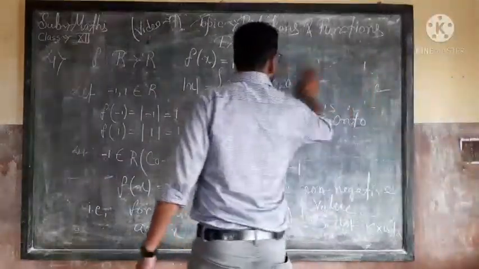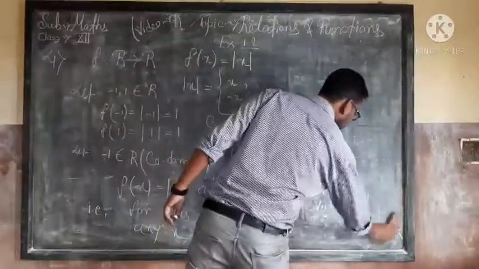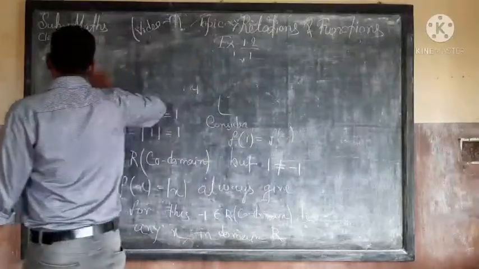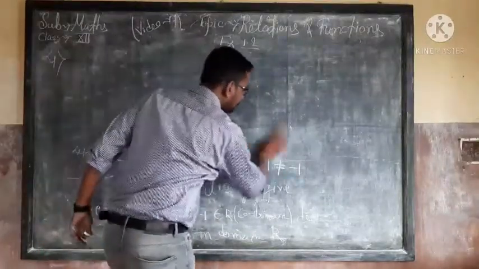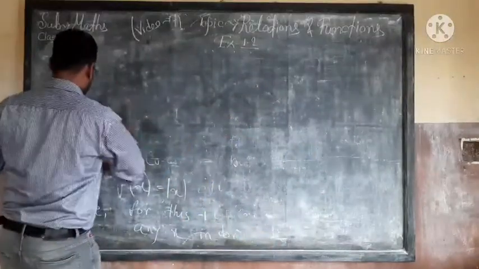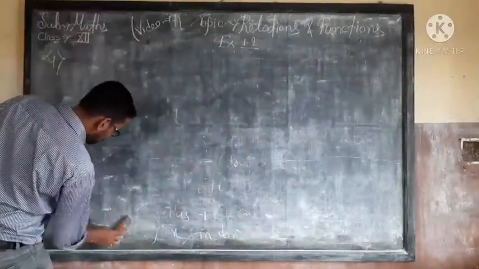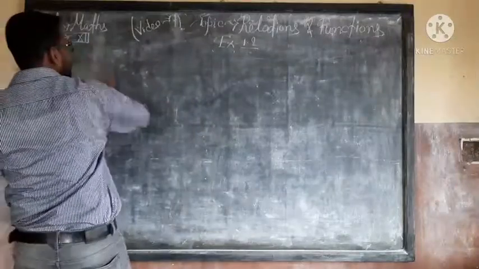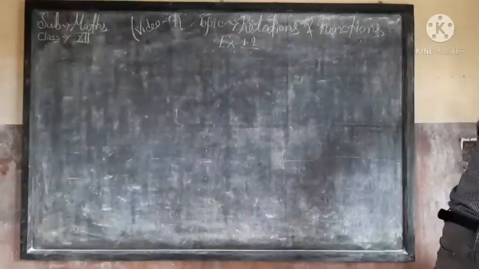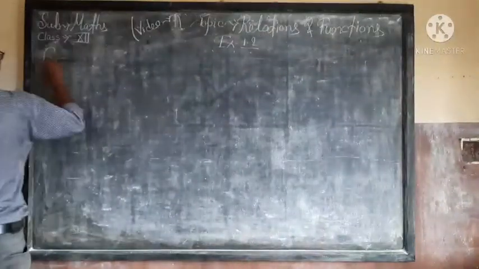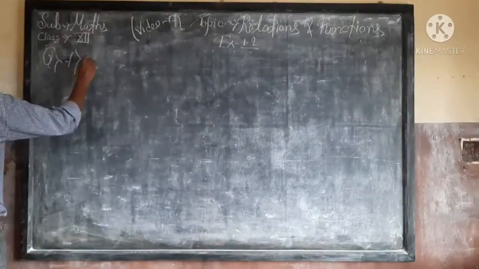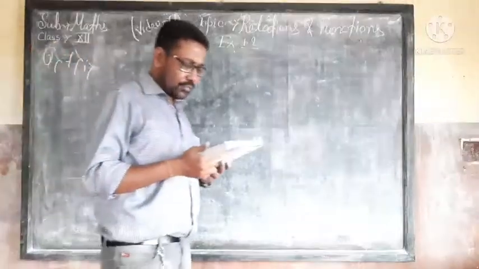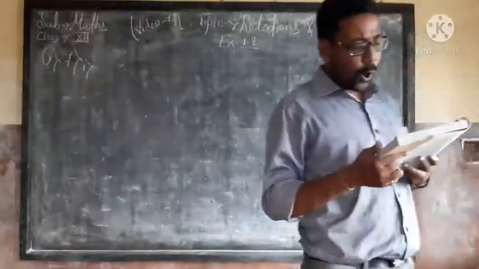Next one is question number 7. In each of the following cases, state whether the function is one-one, onto or bijective.